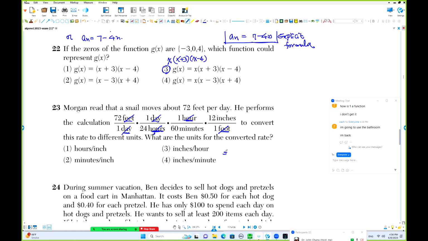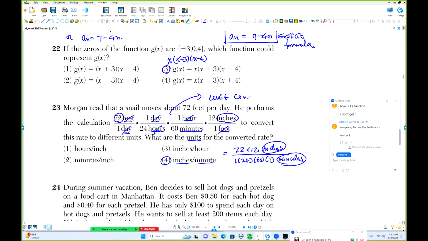What do you get? 72 times 1 times 1 times 12 in the numerator. That's only inches, right? Now the denominator takes 1 times 12 times 1 times 12 times 24 times 60 times 1 minute. That's when you find only the unit of it, right? Inches over minute is the final unit. This is how we set the converting ratio.